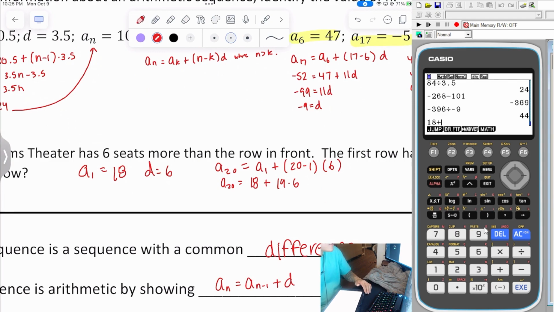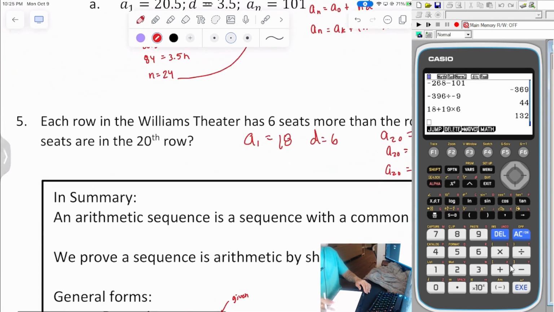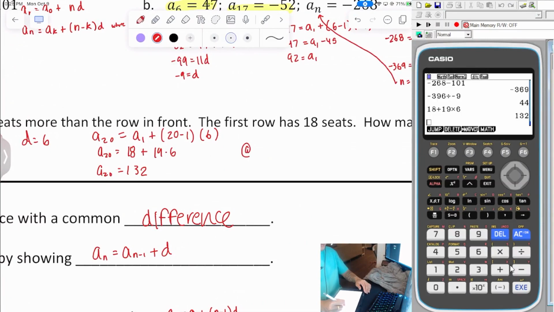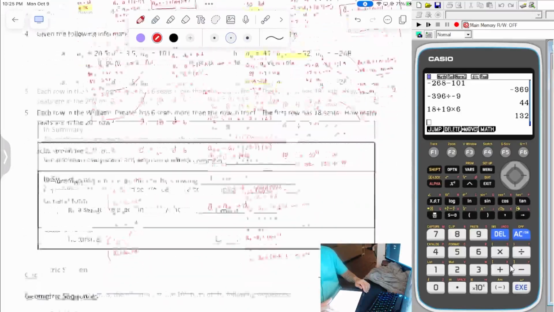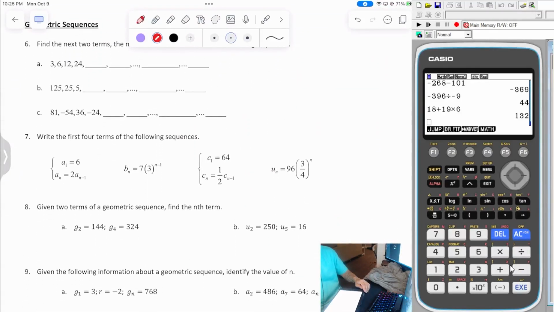Sorry, 18 plus 19 times 6. So I get that a sub 20 is equal to 132 seats. So we'll finally make a full claim. We'll say at the 20th row, there are 132 seats. Perfect. We finished the first part of this. Now let's move on into what it means to be a geometric series.